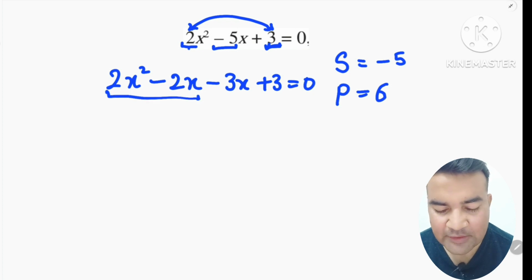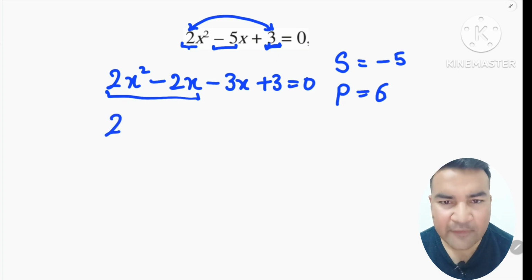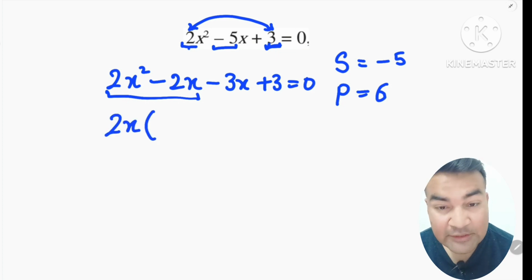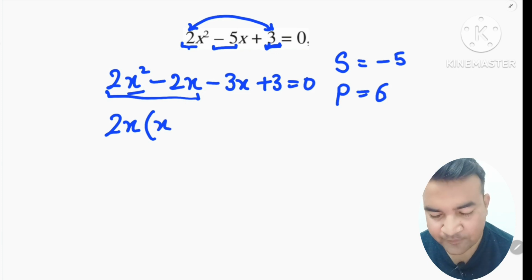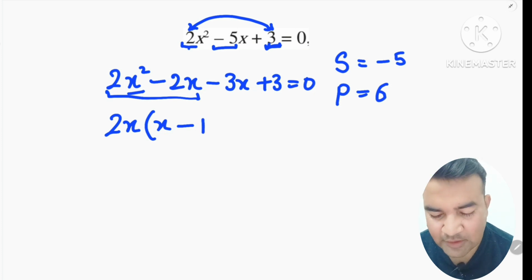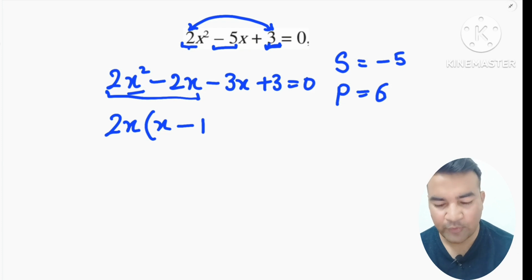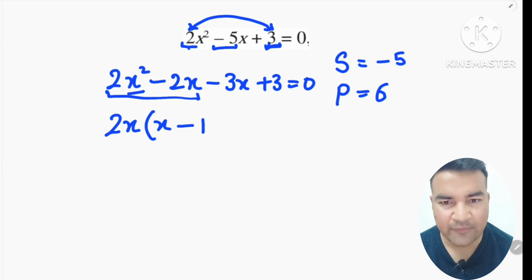Now I'm taking common from the first two terms. I can take 2 common as well as x common. What is left from here is only x minus 1. Many times what happens, the students write 0 over here. They think we have already taken the whole 2x, so 0 will be left. No. Whenever you take the whole quantity outside the bracket, we are always left with 1.